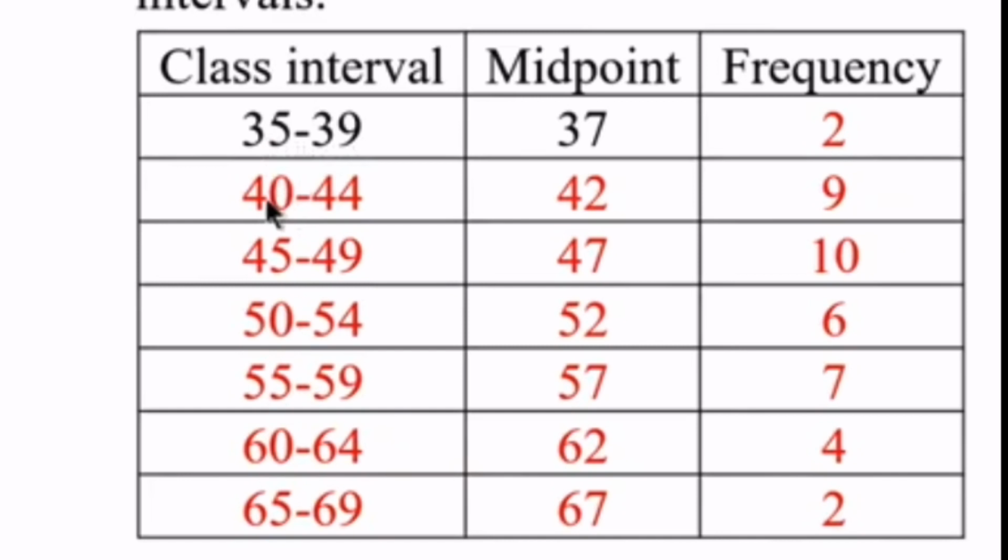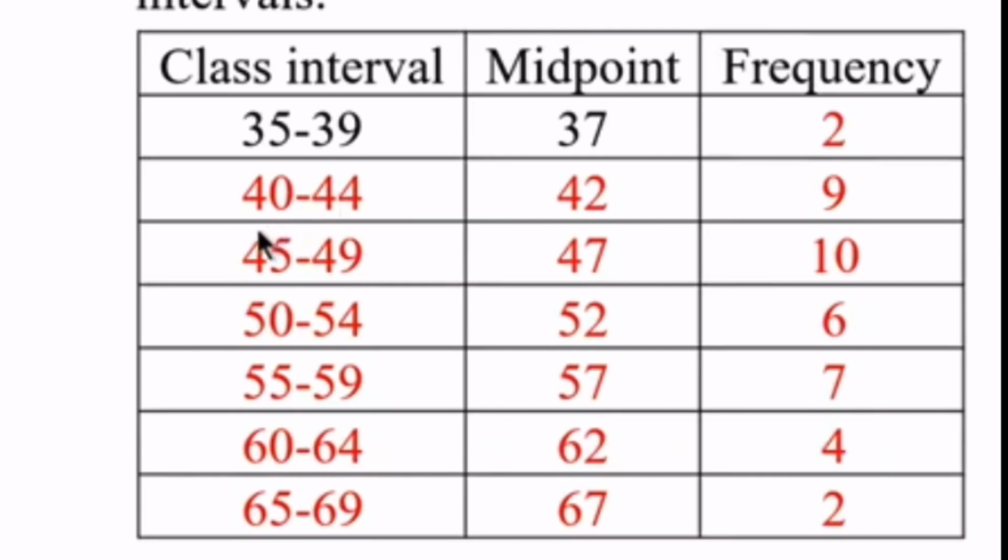40 plus 44 divided by 2, you get 42. So you can say that you take 40 plus 2 for every midpoint. You take the lower limit plus 2. 45 will be 47. 50 will be 52. 55 will be 57. And then 60 will be 62. And 65 will be 67.